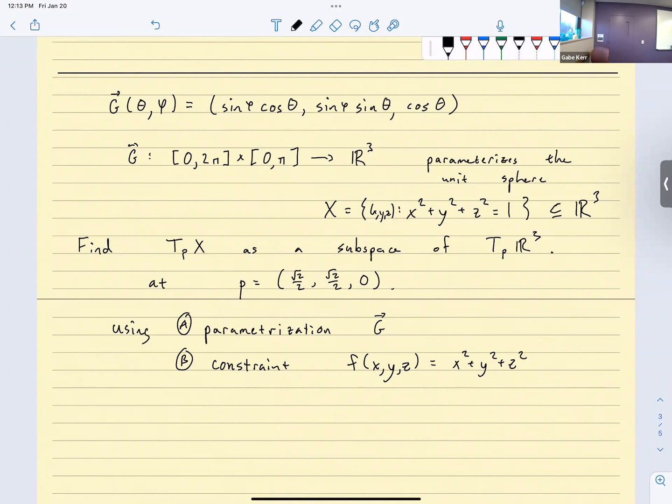Oh, parametric guys, this should be... Oh, that makes much more sense. Sorry, this is on there. It shouldn't affect the implicit people. Yeah, sorry.